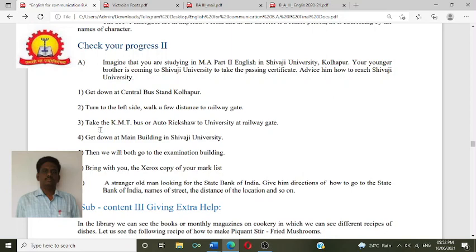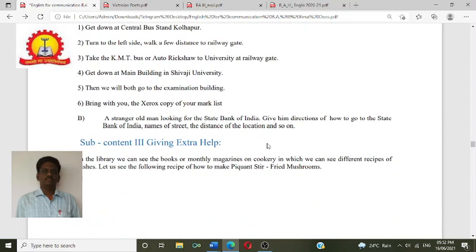Then you can do this at your home. A stranger, an old man, is looking for the State Bank of India. Give him directions on how to go to the State Bank of India, names of streets, the distance of the location, and so on. If the State Bank of India is not in Palus, you can use any bank, Canara Bank or SBI or any other bank. You can imagine. In this exercise, you are supposed to use imperative tone and at the same time the prepositional phrases that we have learned through the two different videos.